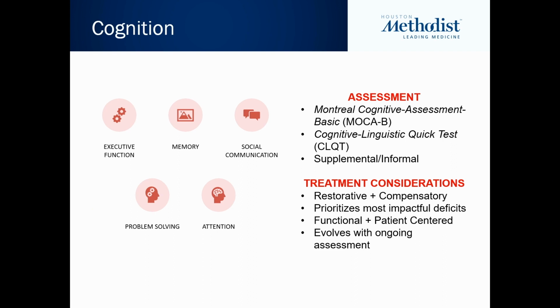Last but certainly not least is cognition. So cognitive evaluation over the 5 overarching domains of executive function, memory, social communication, problem solving, and attention. So similar to aphasia assessment, we strive to provide quantitative information, whether that's through a screening tool like the MoCA. Here at Methodist, the speech pathology department tends to prefer the basic version of the MoCA. We just feel it has a little bit more of a functional edge.